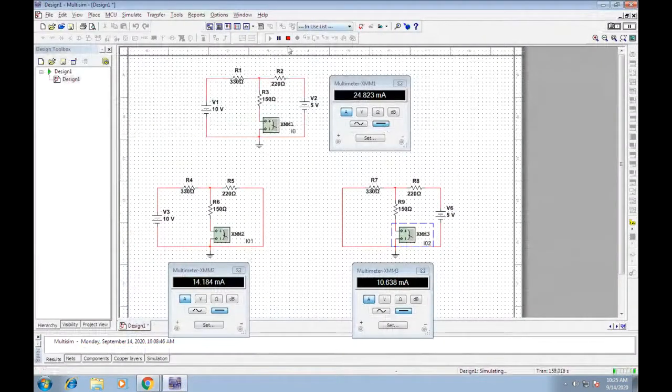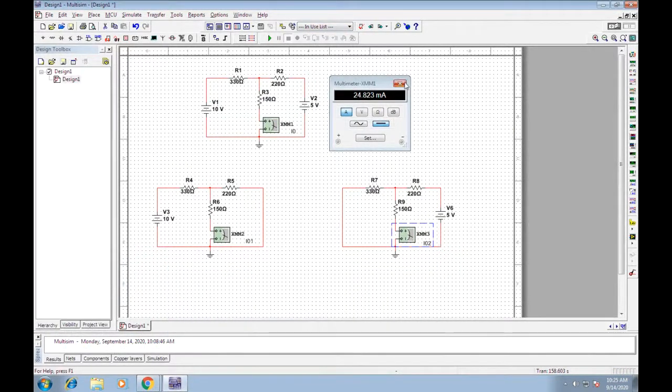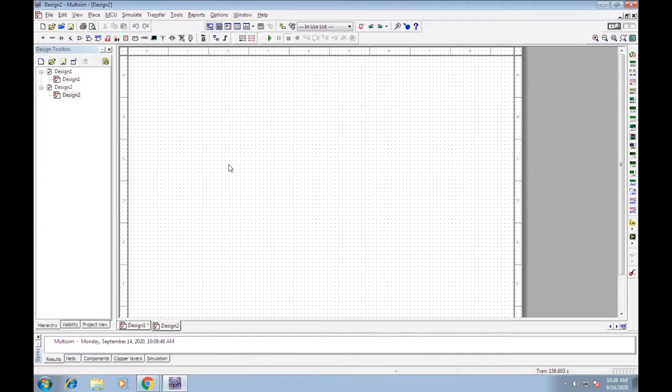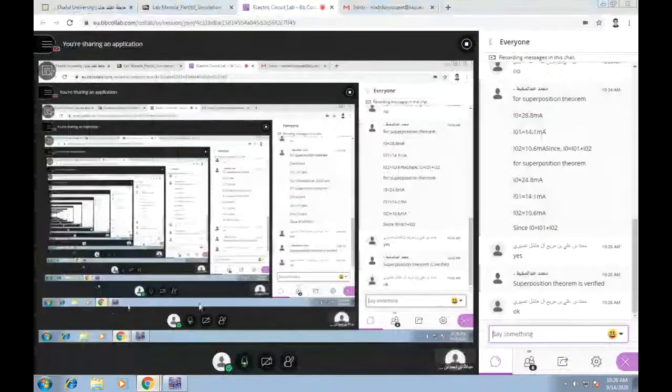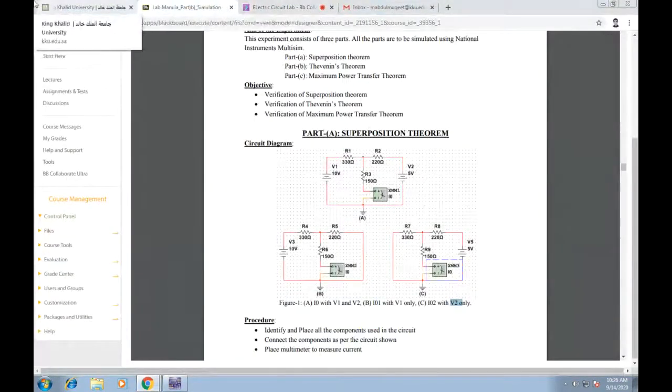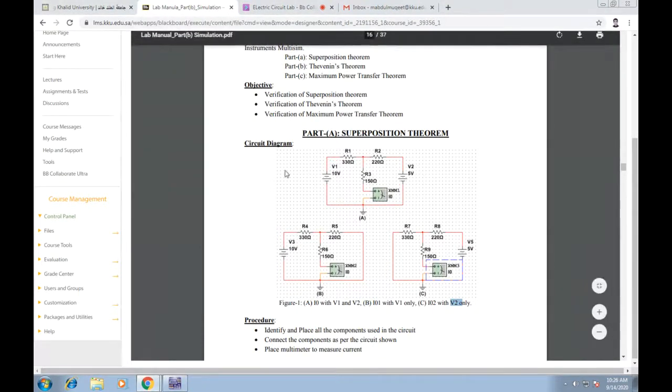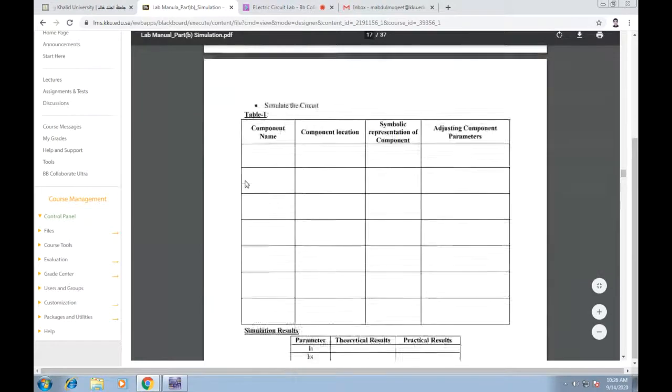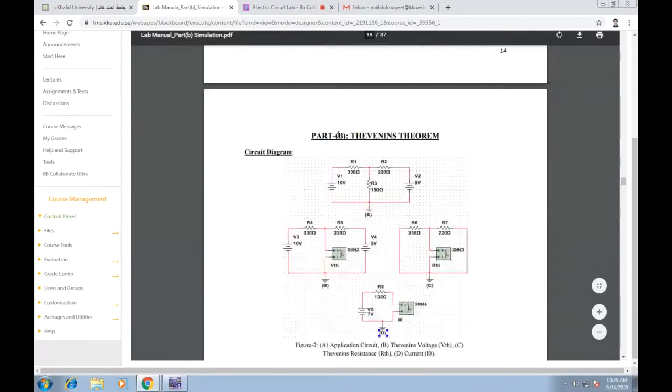Okay, so let us stop the simulation. Okay, so let us make it new, another design. In this, so this is about superposition here. Okay, next we have Thevenin's theorem.